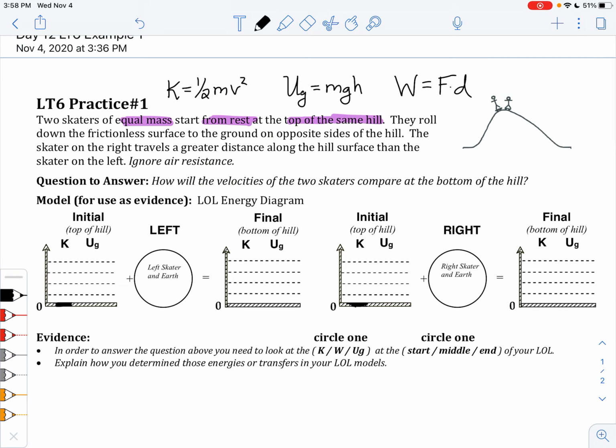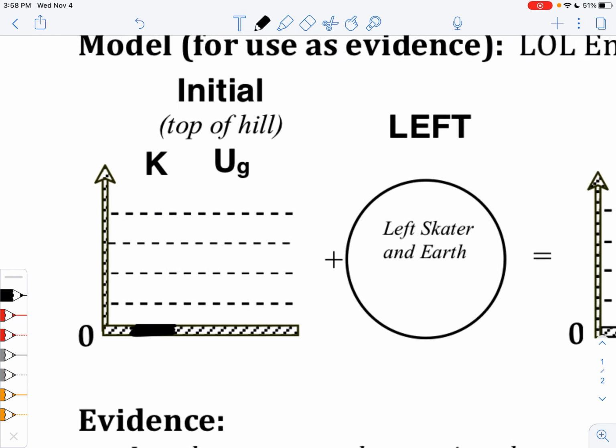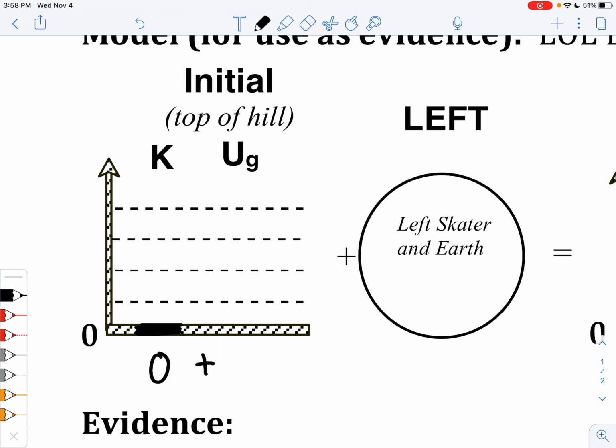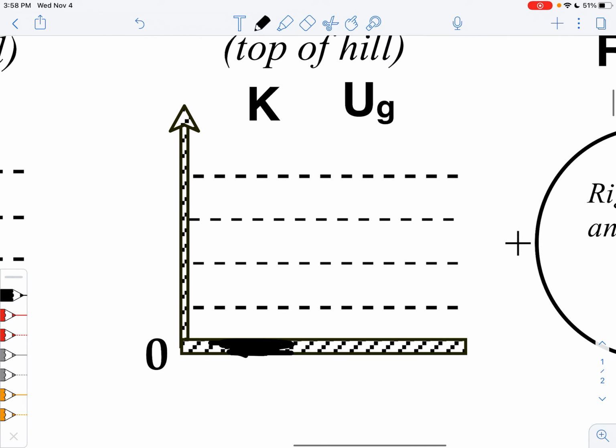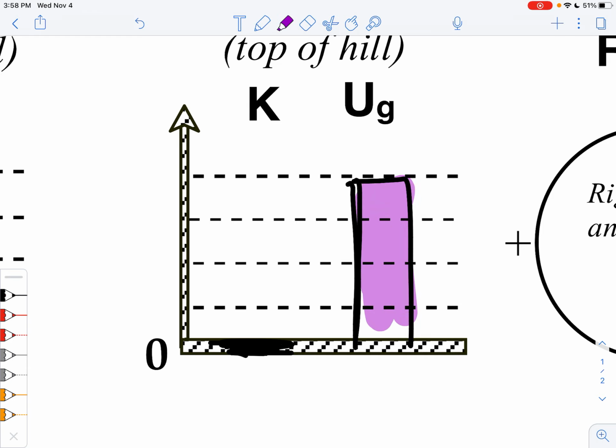Then, but then also equal mass and top of the same hill, we can talk about their UG. So same mass. Gravitational field strength is the same, they're both on Earth. Same height, they're going to have the same UG. So we're going to have the same UG over here. Now, how much UG you want to put there, I don't care. I'm going to put 4 because that's just a nice number. Okay, so there's 4. We can shade it in so it looks all nice. And we're already starting to build our equation, 0 plus 4. And they have the same UG because they have the same mass and the same height starting off.